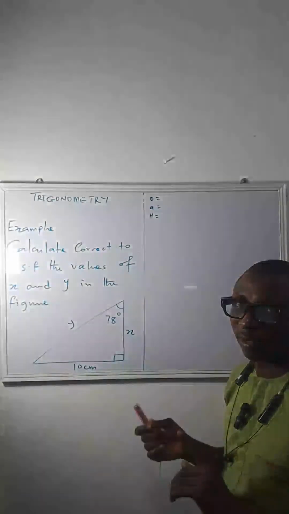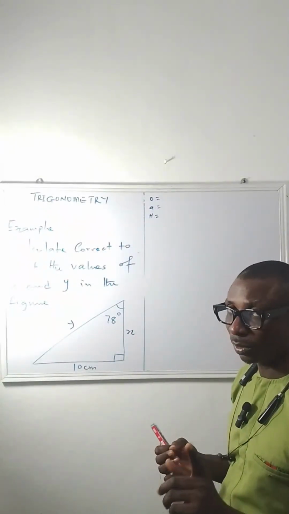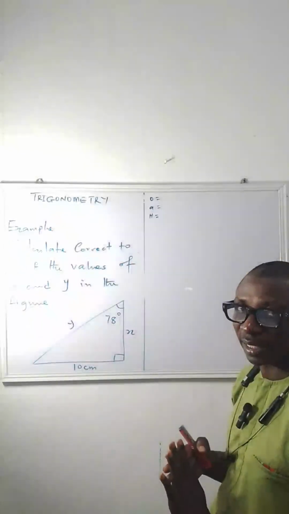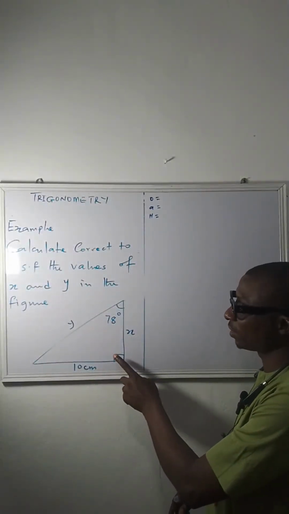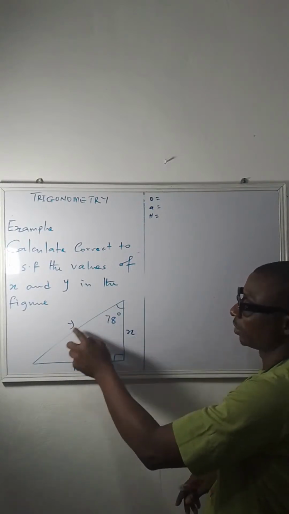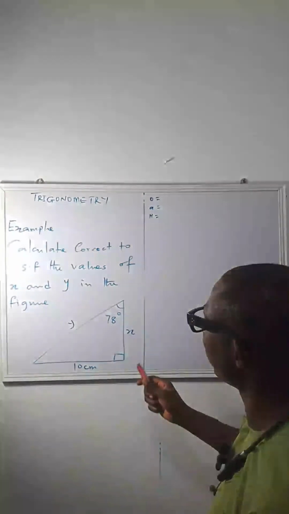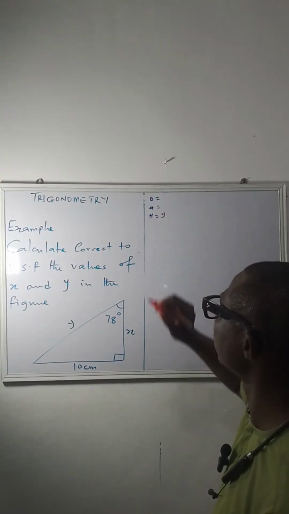You must identify your opposite, your adjacent, and hypotenuse. Now, I told you the hypotenuse is the side that is facing the right angle. Here's the right angle, this is the right angle. That's angle 90. The side that is facing the right angle is this, and that is y. So that means that your hypotenuse is y.